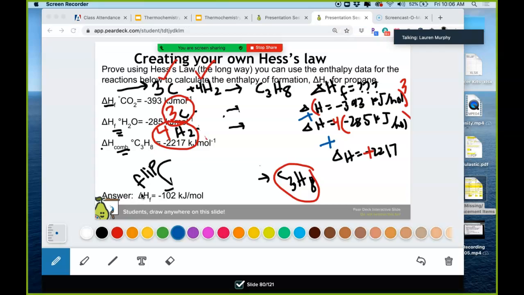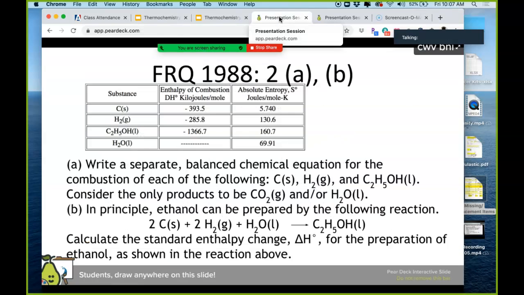So we should get the delta H to be negative 102 kilojoules per mole. So that is the enthalpy of formation of propane. So when you form propane from its elements, this much enthalpy or heat is released per mole. Okay? All right, let's keep going.